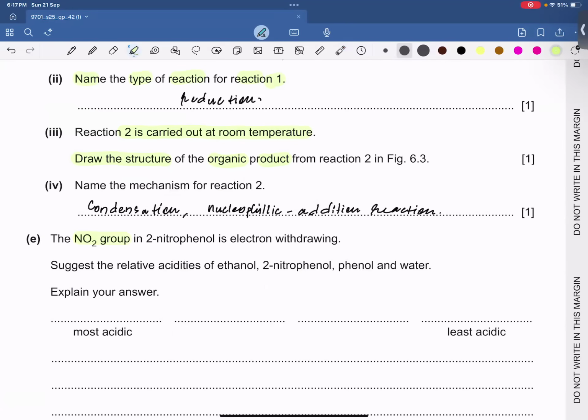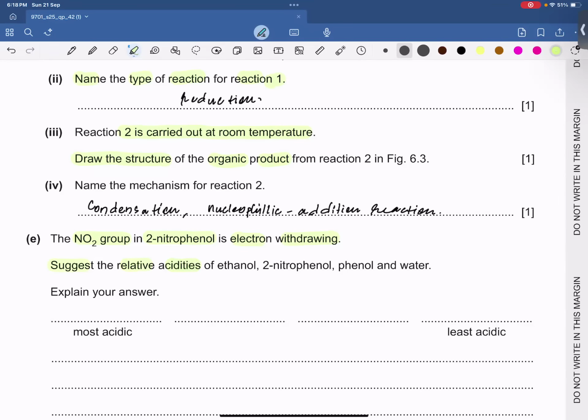The NO2 group in 2-nitrophenol is electron withdrawing. Electron withdrawing means this group will withdraw the electrons from the benzene ring. So if it withdraws the electrons from the benzene ring, obviously the electron density on the carbon atoms decreases, and so reactivity decreases. So whenever any electron withdrawing group is attached to the benzene ring, that group decreases the reactivity and electron density of the benzene ring. And that's what we have done in the class also.